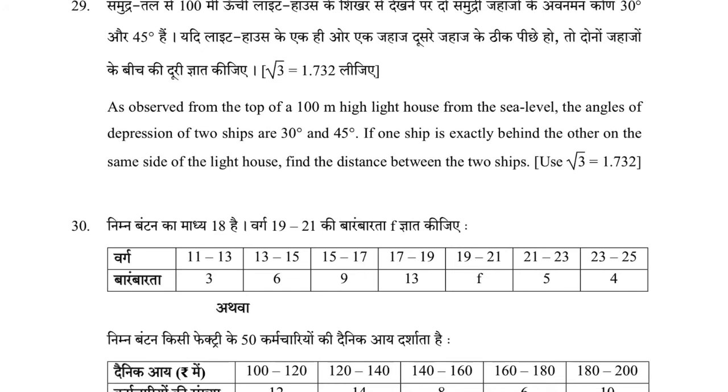29th question on trigonometry. We have, as observed from the top of a 100-meter high lighthouse from the sea level, the angles of depression of two ships are 30 degrees and 45 degrees. If one ship is exactly behind the other on the same side of the lighthouse, we need to find the distance between the two ships.